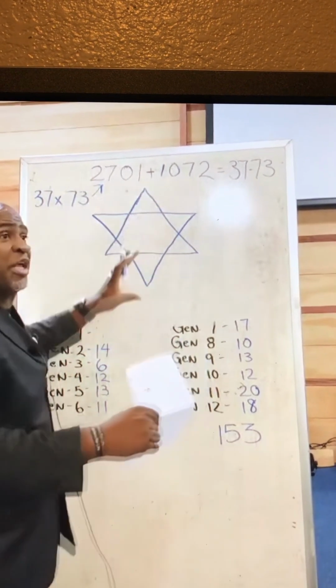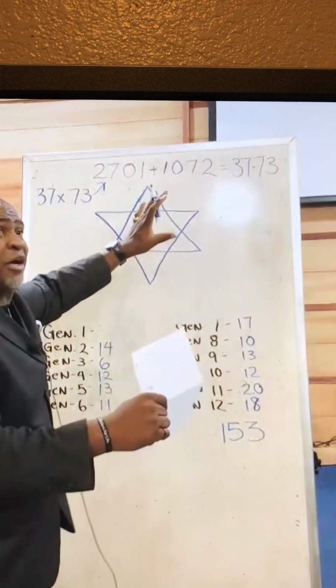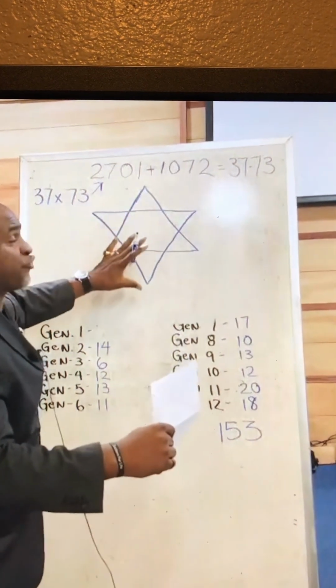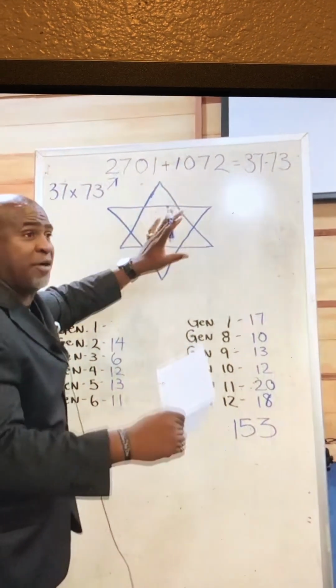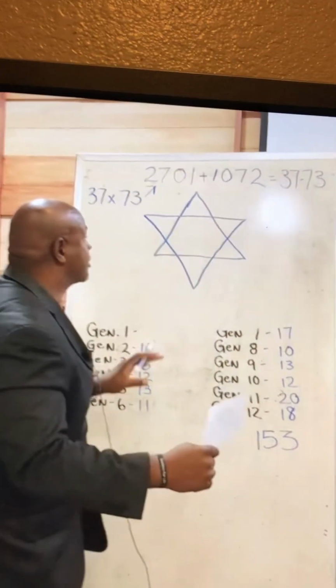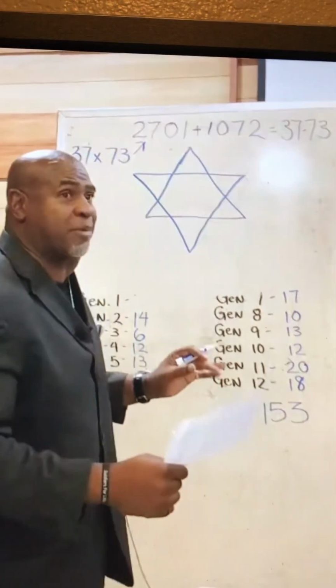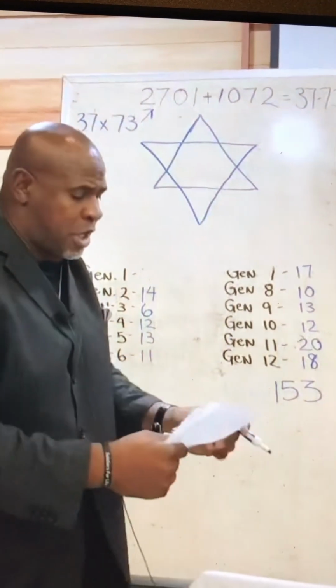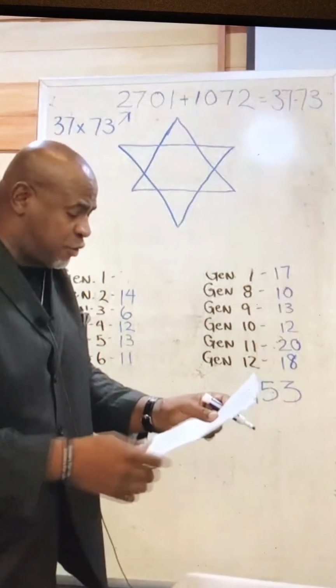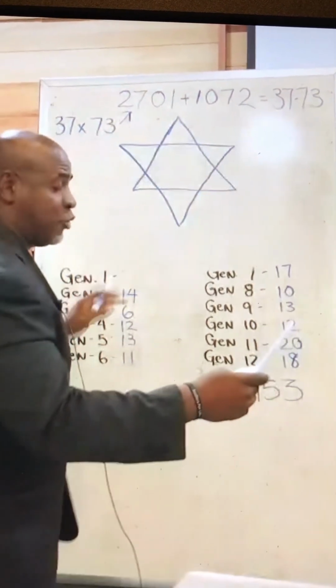So I'm just turning the triangle back on itself, and it's making the first Star of David. There's a whole big study on this. I'll send it to you if you want. So the first Star of David is Genesis chapter 1. Okay? That's Genesis chapter 1, but watch this.